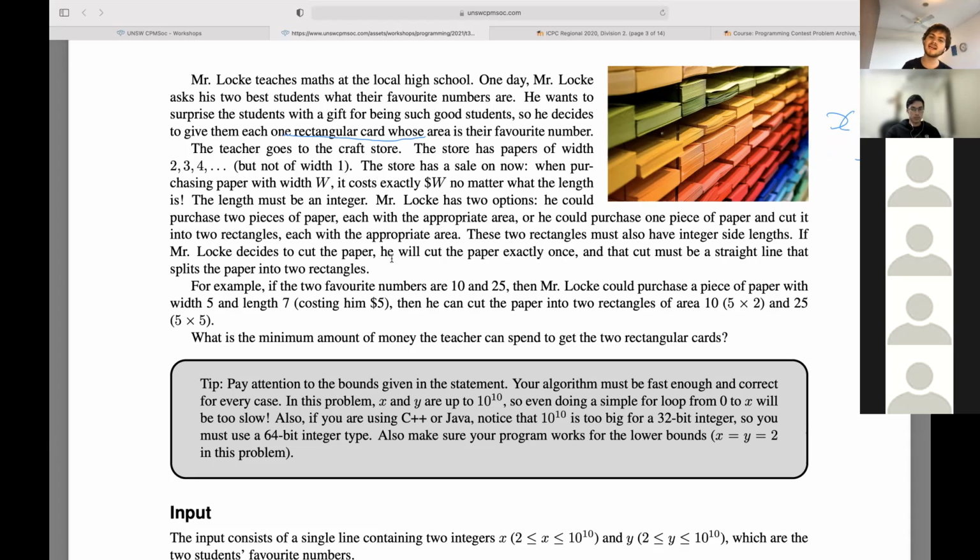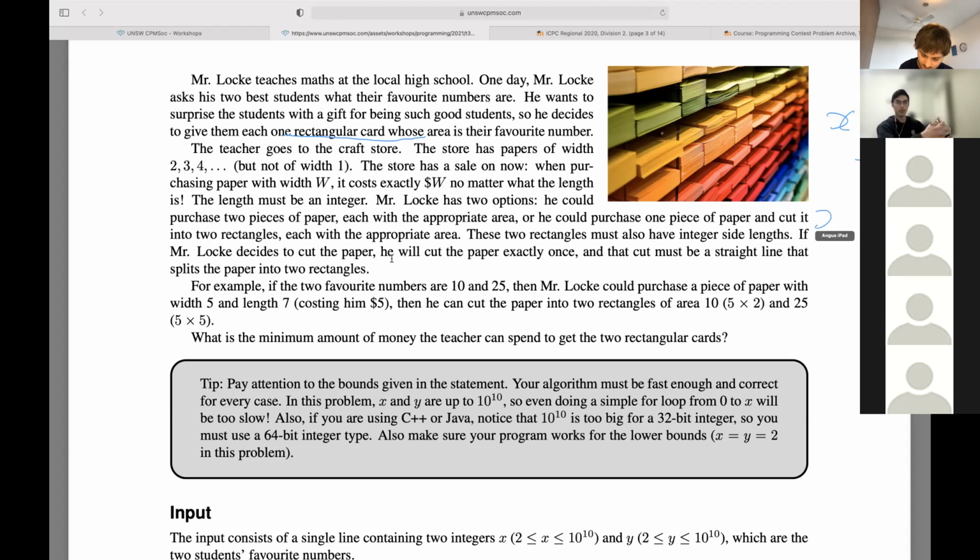Now, there are some limitations. First of all, the width of the paper has to be 2, 3, 4, etc. So an integer, not 1. So 2, 3, 4, 5, 6, 7, 8, 9 upwards. Just notably, it can't be 1. And it must have an integer height.